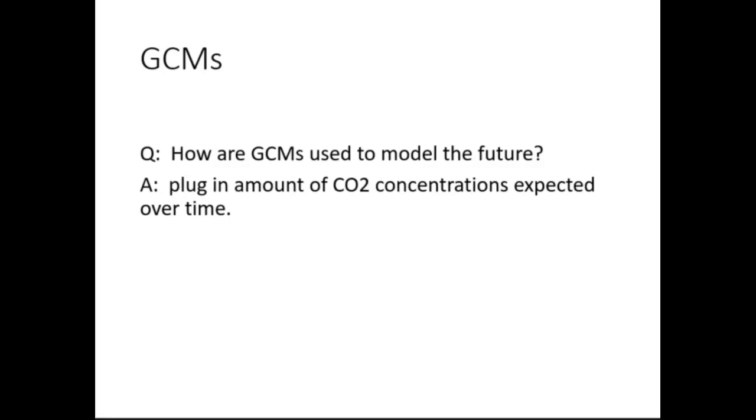Scientists can use these models to predict what will happen based on different future scenarios of how quickly greenhouse gas concentrations increase or decrease in the atmosphere. These different scenarios are called representative concentration pathways, or RCPs for short. RCPs are very important in climate modeling, and we'll be studying them a lot in the coming weeks.